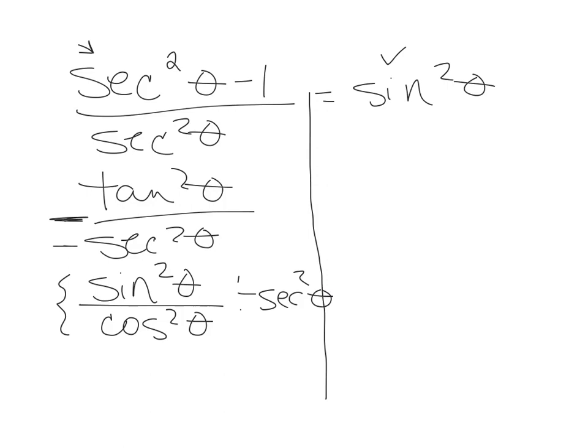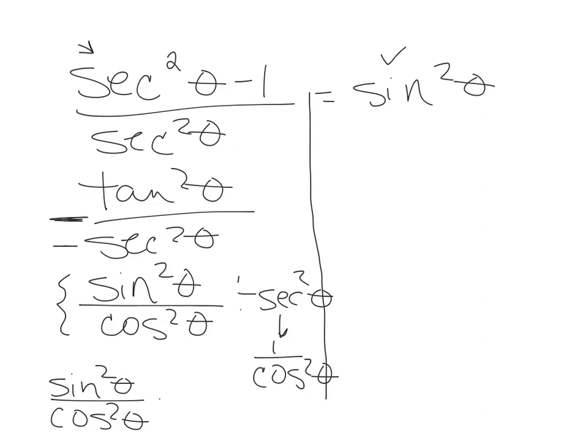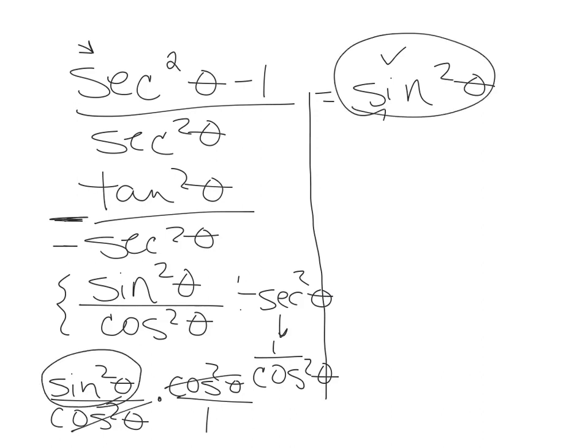And secant is the same thing as 1 over cosine. So secant squared is the same thing as 1 over cosine squared. And when you divide with fractions, it's the same thing as multiplying by the reciprocal. So this would be the same thing as sine squared theta over cosine squared theta times cosine squared theta over 1. Those two things cancel, and we're left with the same thing on both sides.